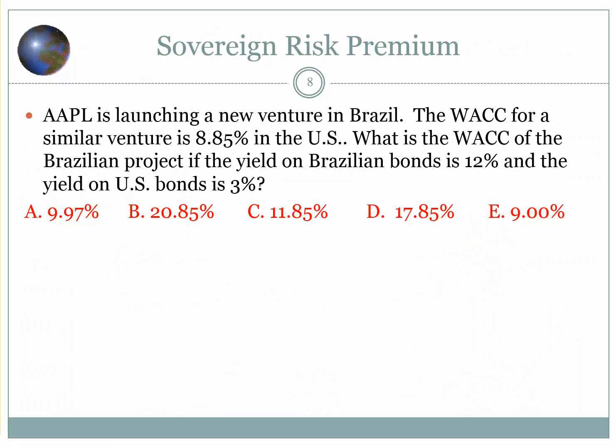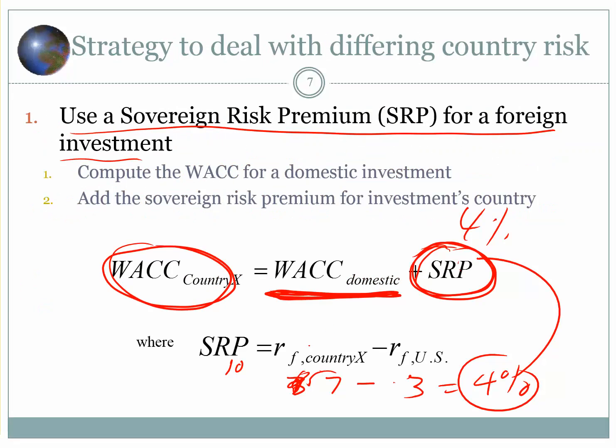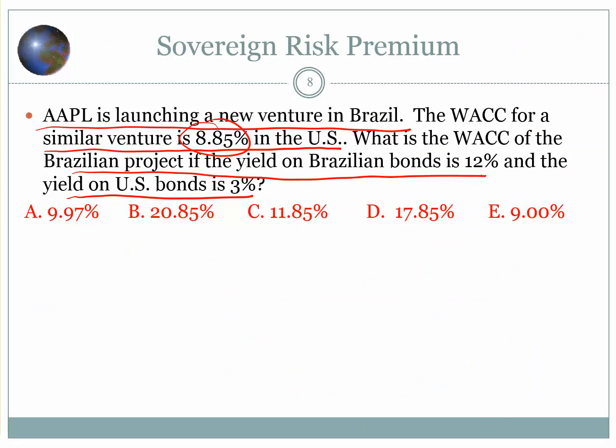So here's a problem that's in Angel. Apple is launching a new venture in Brazil. The WACC for similar ventures in the U.S. is 8.85%, so that's their domestic WACC. The yield on Brazilian bonds is 12%, and the yield on U.S. bonds is 3%. So in this problem, simply calculate the domestic WACC plus the sovereign risk premium, which is the difference between U.S. interest rates and foreign interest rates. So if you want, you could pause now and go do that Angel quiz.